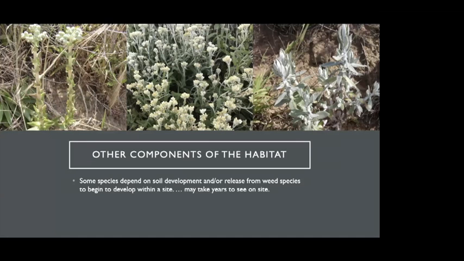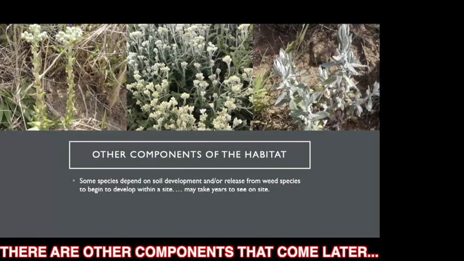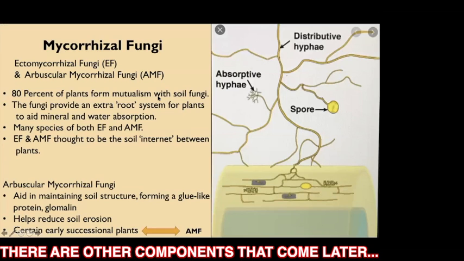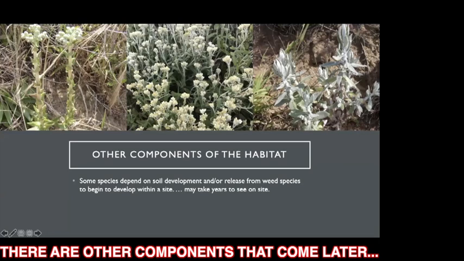Let's see. There are other components that come later after the 6 years, from 6 to year 15 or so. And here's a Dudleya multicollis, which is a rare species in Orange County that was added and came up later.